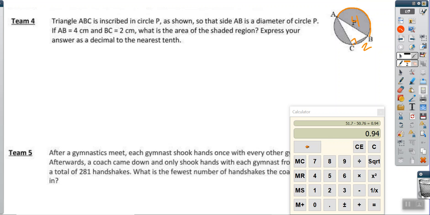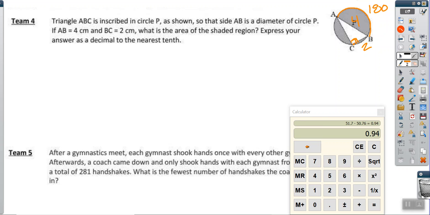Well, we know that a circle has 360 degrees, and we know that AB is a diameter. So that means the arc AB has to be 180 degrees because it is half the circle. Well, if this angle C is going to be half arc AB, half of 180 is 90. So we know this is a 90-degree angle.